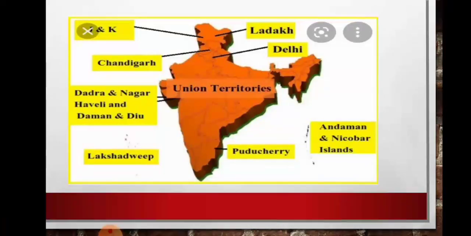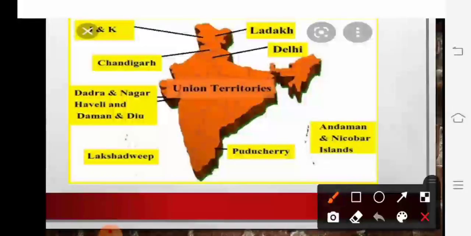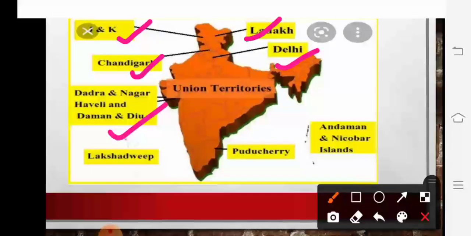So children, here you can see that Jammu and Kashmir is there, Chandigarh is there, Ladakh, Delhi, Dadar and Nagar Haveli, and Daman and Diu, Lakshadweep is there, Puducherry is there. Along with this, Andaman and Nicobar is there. So these are some important union territories of India.